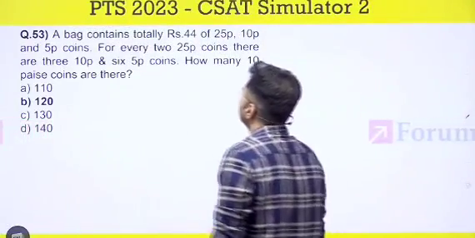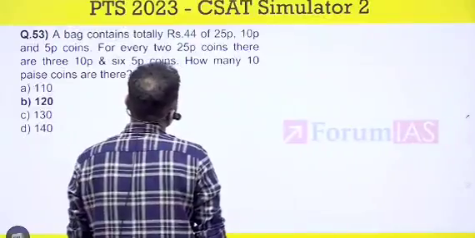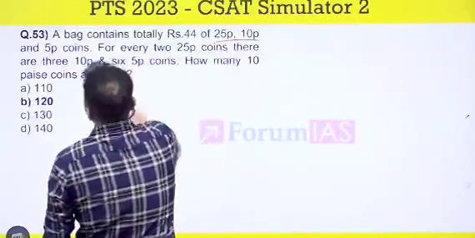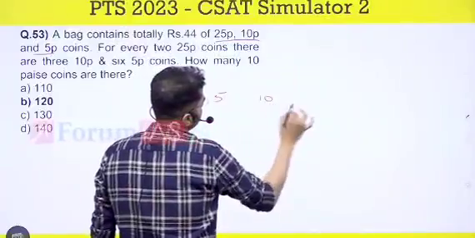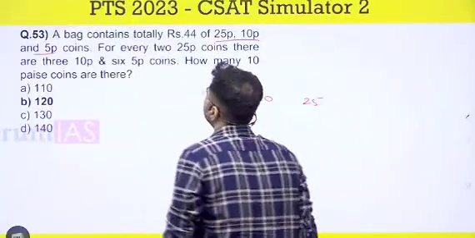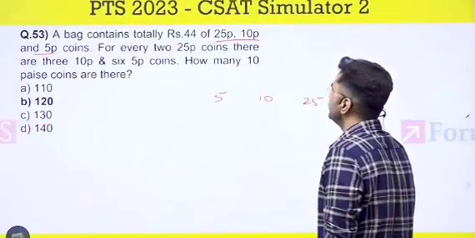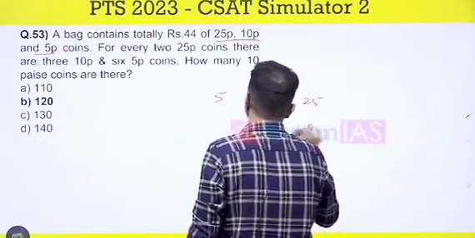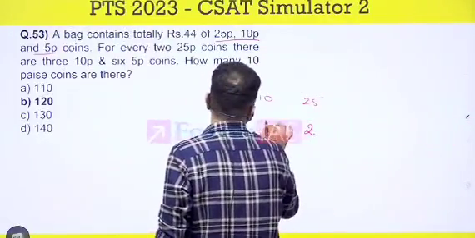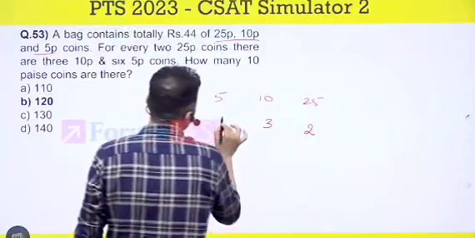Now this is a good question. See, a bag contains a total of 44 rupees and it says it is in the denominations of, so let me write, 5, 10, 25. Then for every 2 25 paisa coins, there are 3. So let me make this as 2. Then there are 3 10 paisa coins and 6 5 paisa coins.